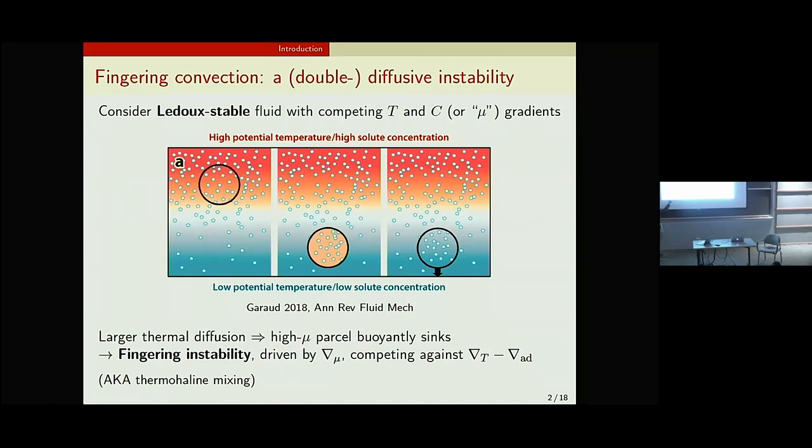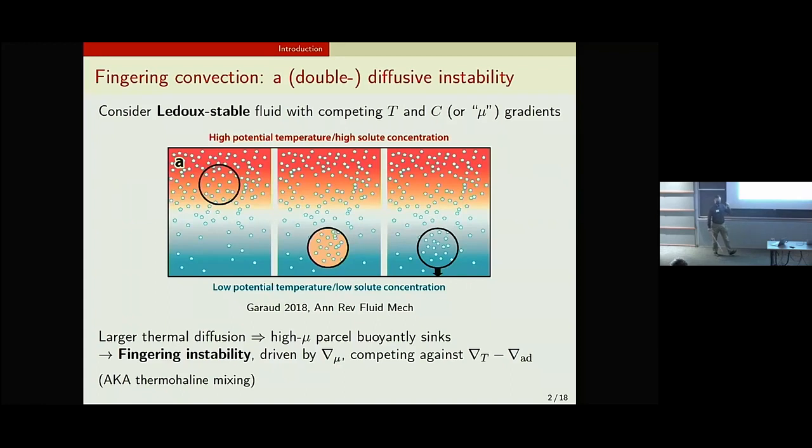What that means is if you take a parcel of fluid from the top and displace it downwards a little bit, because of the excess heat that this parcel has, it still wants to buoyantly rise because it's lighter than its surroundings. But in these fluids, in stars and in the oceans, thermal diffusion is much faster than chemical diffusion. So before this starts to buoyantly rise, it loses its excess heat and comes into thermal equilibrium. Now it still has excess mean molecular weight, but it doesn't have the excess heat. It's heavier than its surroundings and it can buoyantly sink. This is the fingering instability that drives thermohaline mixing.